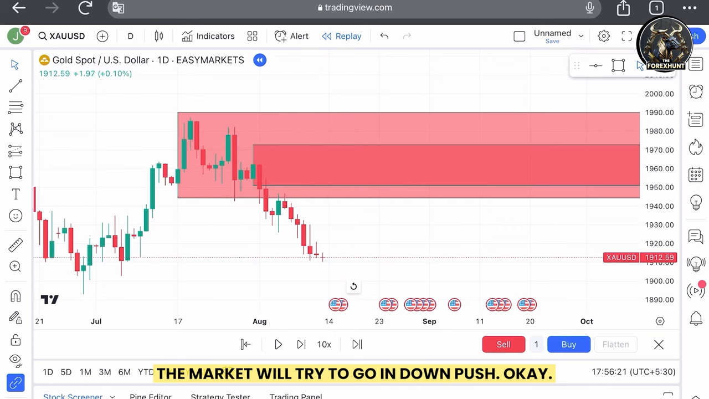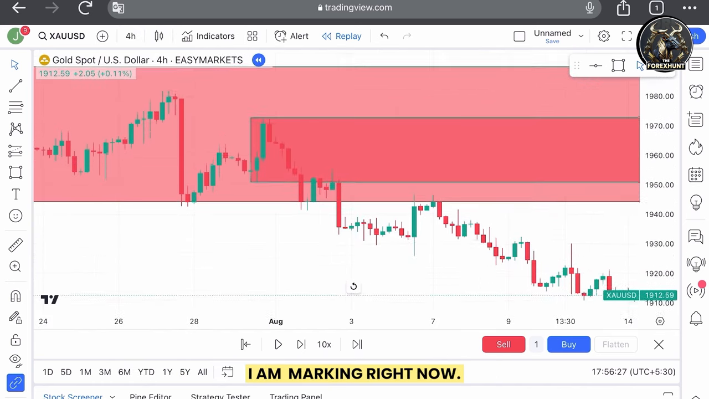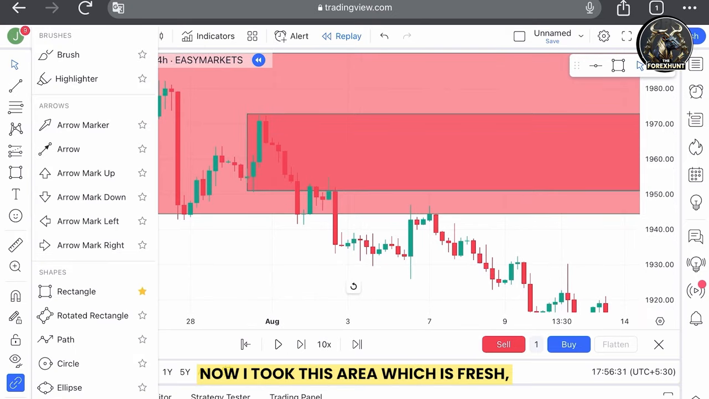Okay, now what? I am going to the H4 area. You can see this is a properly fresh area I am marking right now. Now I took this area which is fresh.